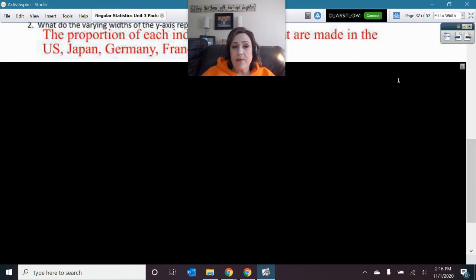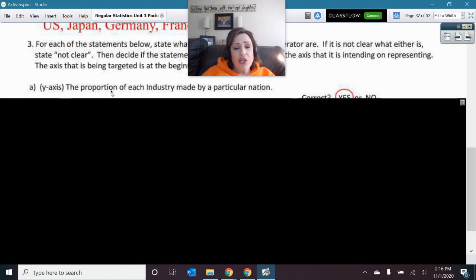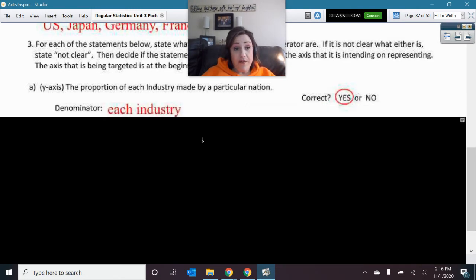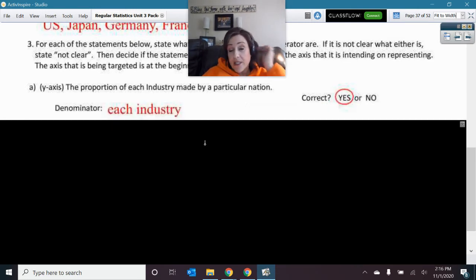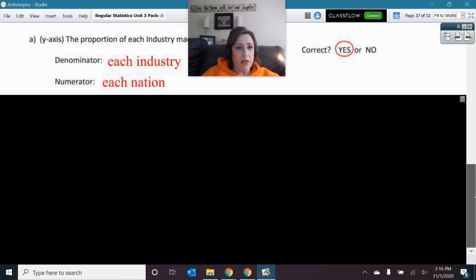All right, so here come some actual student examples. This first person says, the proportion of each industry made by a particular nation. So it is the proportion of each industry, so I think that denominator was clear. Made by a particular nation. Okay, so I think that was a good one. That one covered what it needed to and said what it needed to about the y-axis.